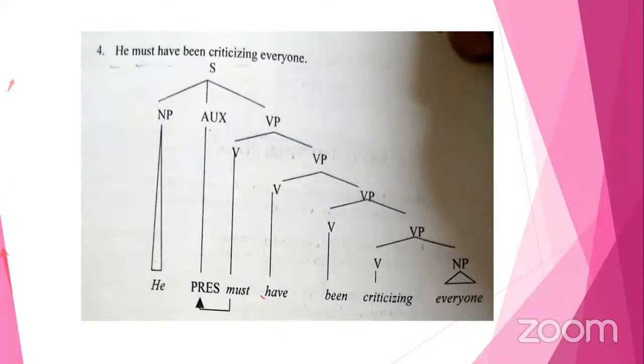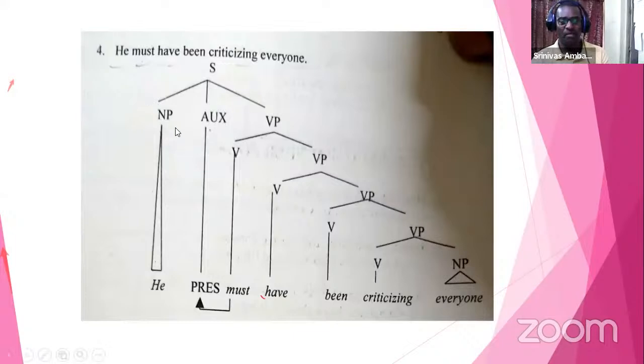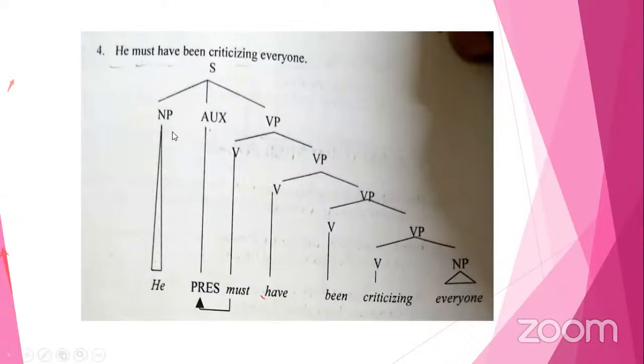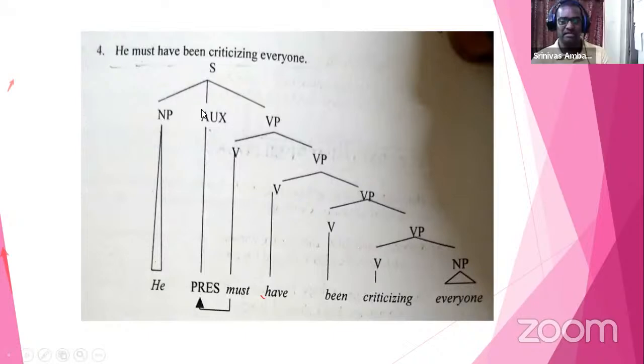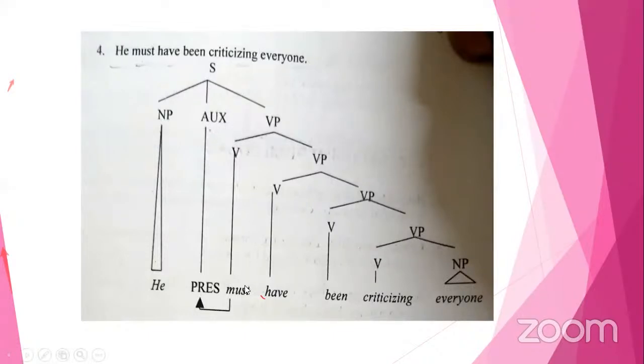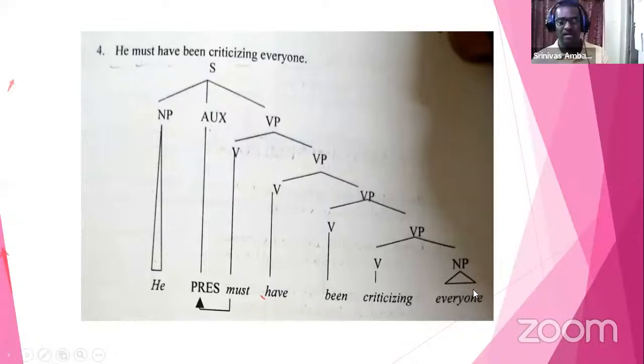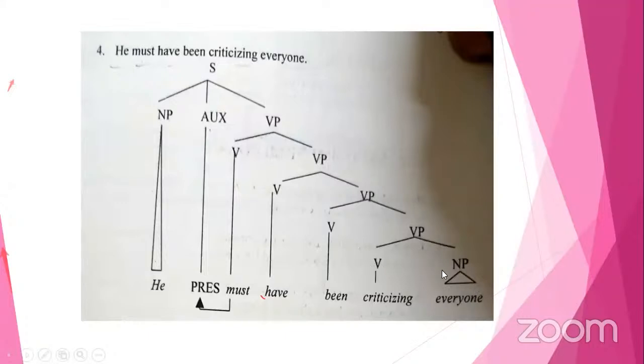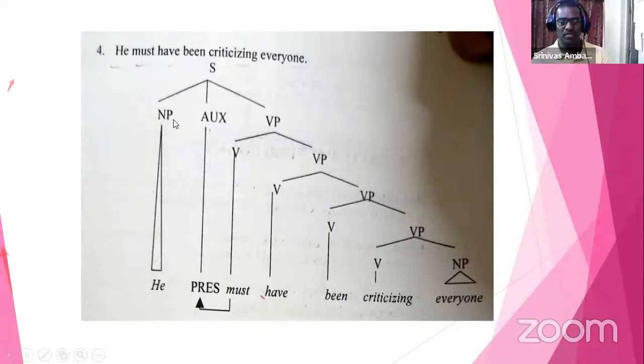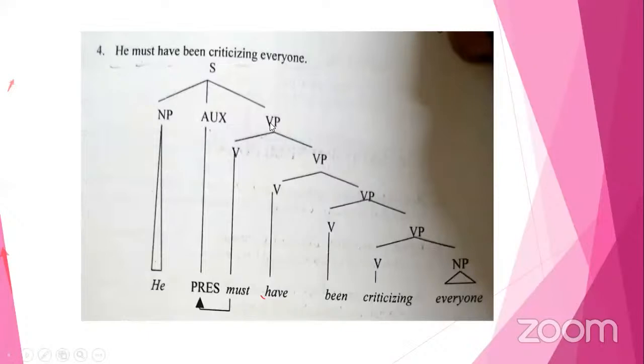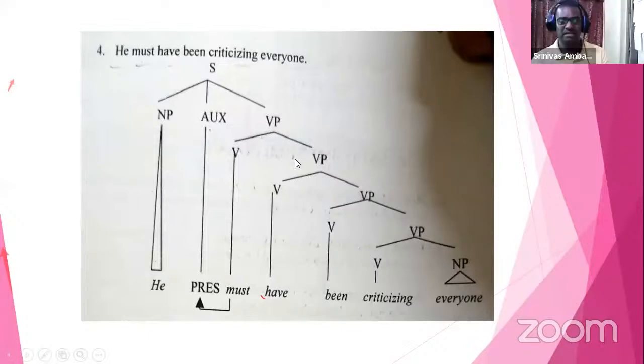We must have been criticizing everyone. We is a noun phrase. It's in the present tense. Must is an auxiliary verb, have is also a verb, been and criticizing are both verbs, and everyone is a noun phrase. So it's a verb phrase, again a verb phrase. Totally, noun phrase plus auxiliary plus verb phrase becomes a sentence.